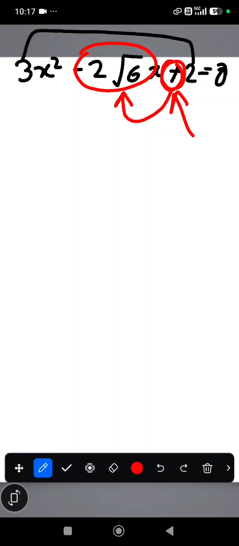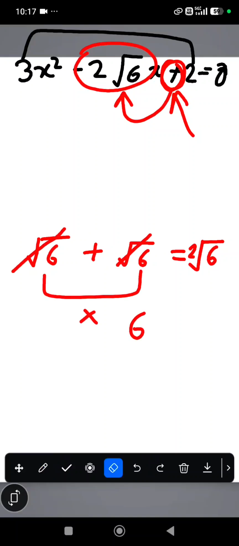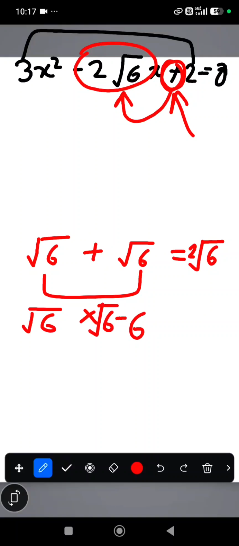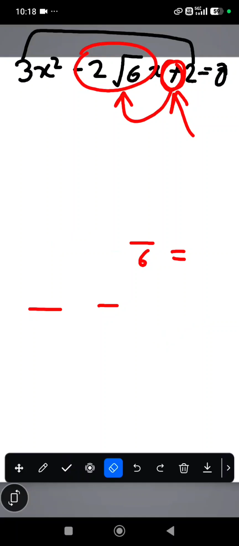If I choose root 6 and root 6, their addition will be 2 root 6 and their multiplication will be only 6, because the root is cancelled. If we multiply root 6 and root 6, the answer will be only 6. So we take root 6 and root 6.